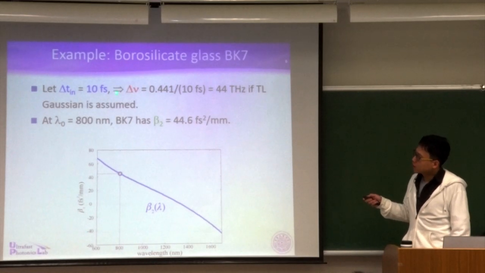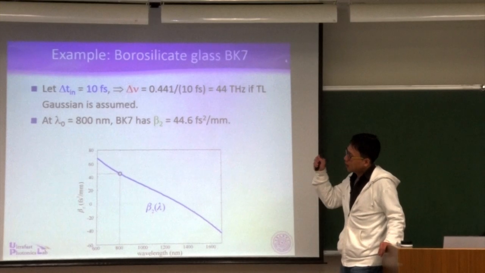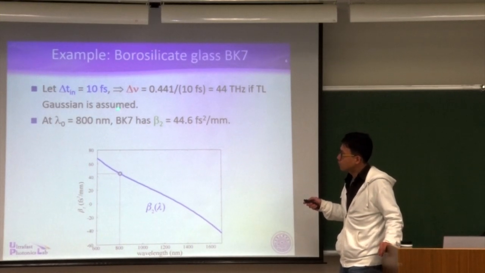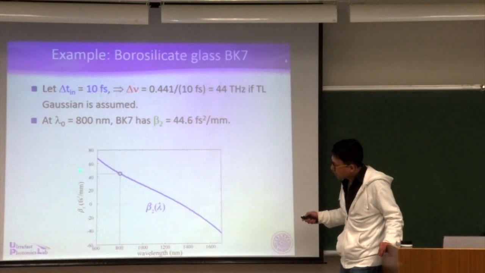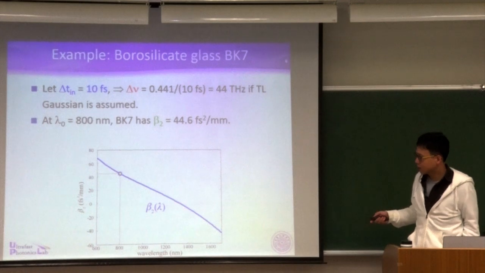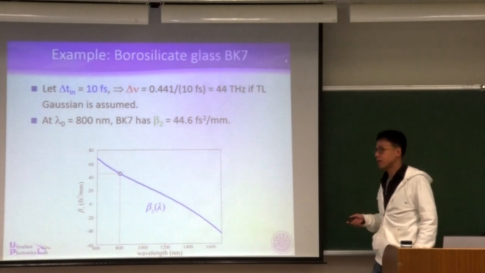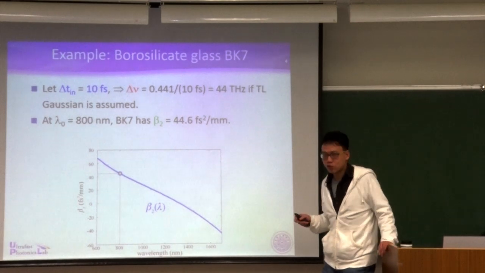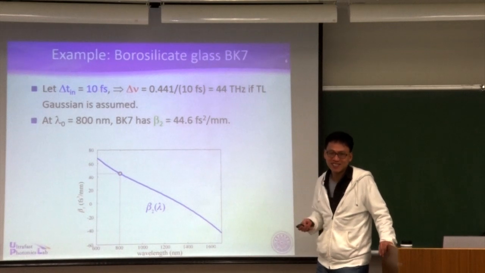And if we assume this laser pulse is centered at 800 nanometers, say from a Ti:sapphire laser, and we send the pulse through a BK7 glass, you can calculate the beta 2 curve, the GVD parameter, as a function of wavelength. Here I assume the wavelength changing from 600 nanometers to 1700 nanometers. This happens to be the range of a typical optical spectrum analyzer, OSA.